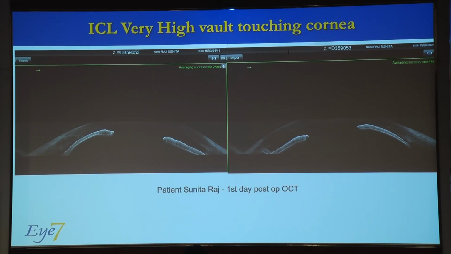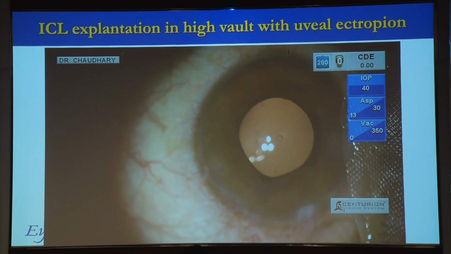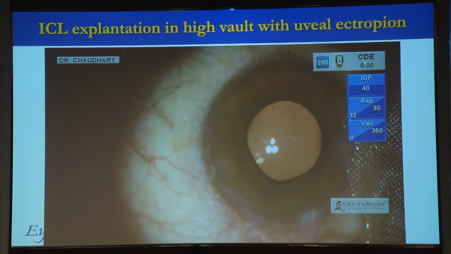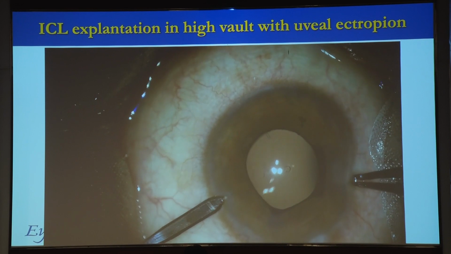Now, when do we exchange the ICL? When we have very high vaults and the IOP is high, we exchange it. So far, we have done 3 cases of ICL exchange because of higher vaults. So here is one such case. Here, on the ASOCT picture, you can see that the iris is almost touching the cornea in both the eyes, and the angles are closed. And the vault was so high that we saw ectropion uvea. The ICL was pushing the pigment epithelium from behind. So we put the patient on anti-glaucoma agents, and we decided to exchange the ICL with a smaller size.